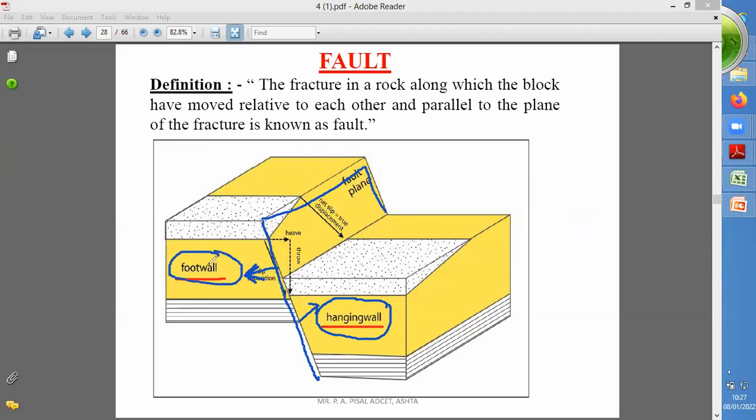That's why this block is considered as a footwall. The block which remains below the fault plane, that block is considered as a footwall. Okay, so two different blocks are there. Hanging wall means the block above the fault plane, footwall means the block below the fault plane.